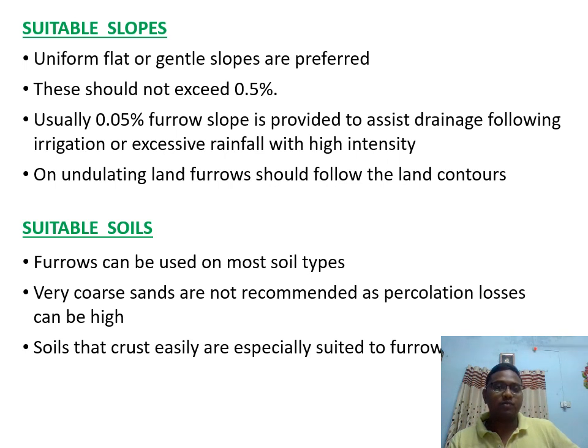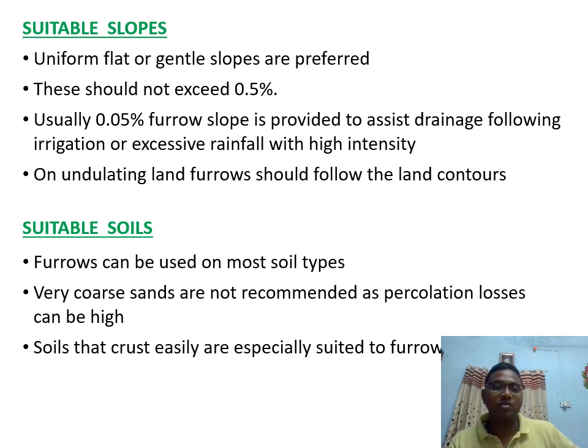Then suitable slopes. Uniform flat or gentle slopes are preferred. As we know, the water flows based on gravity, so we need a uniform and gentle slope. If the slope is more, there will be chances of erosion, so it should not exceed 0.5% slope. Usually a 0.05% furrow slope is provided to assist drainage during irrigation or excessive rainfall with high intensity.